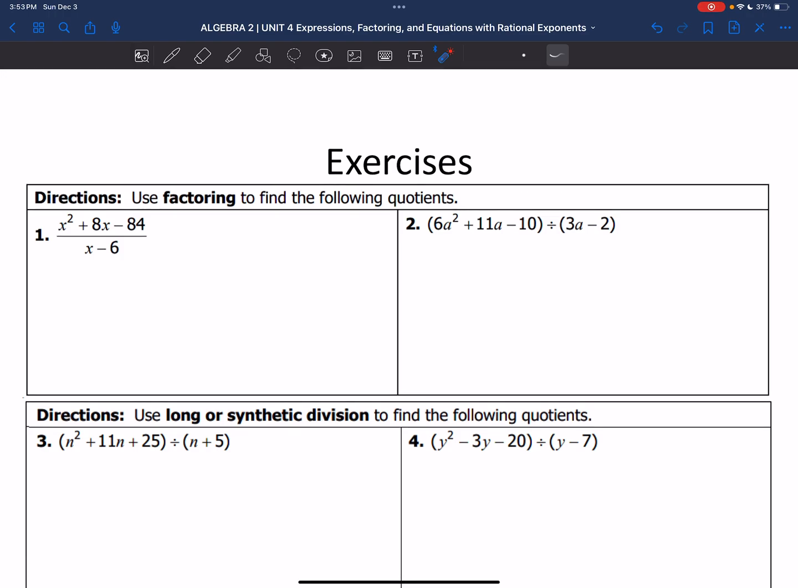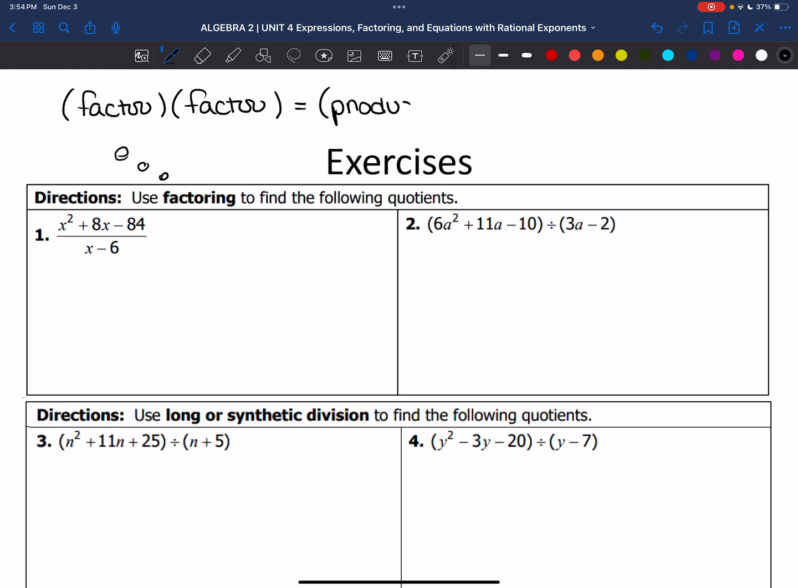So what do we do when we are dividing? Well, remember that dividing is just the opposite of multiplication. And when we worked with polynomials previously, we would often hear this word factoring. And what does factoring really mean? Factoring really just means to figure out the two different things that multiply together. Each of those is called a factor, and together they give you what is called the product.